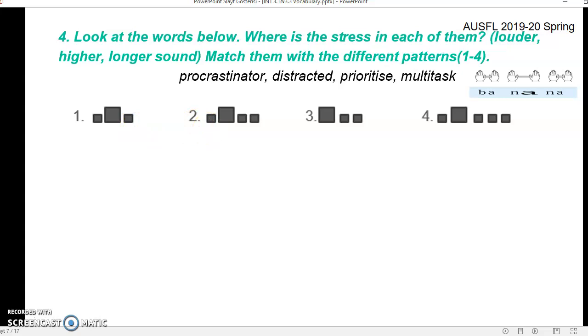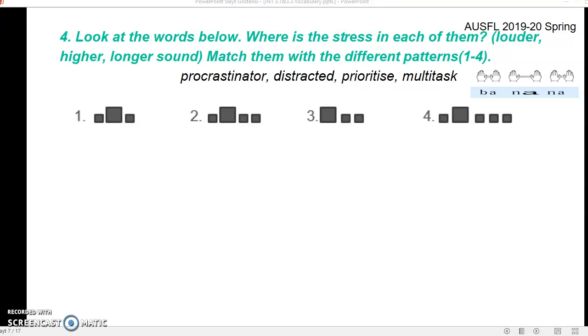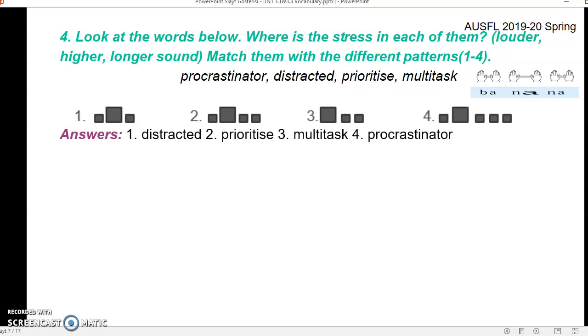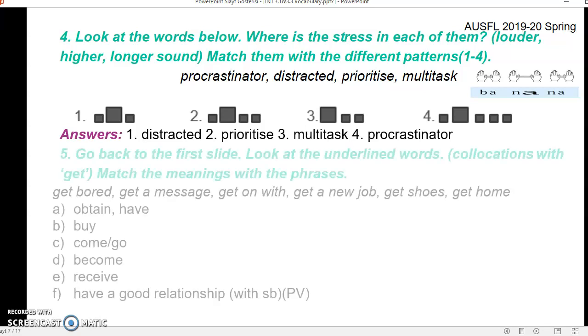Procrastinator. Distracted. Prioritize. Multitask. Okay, here are the answers. If you need some more practice, please go to an online dictionary. Maybe you want to repeat them.